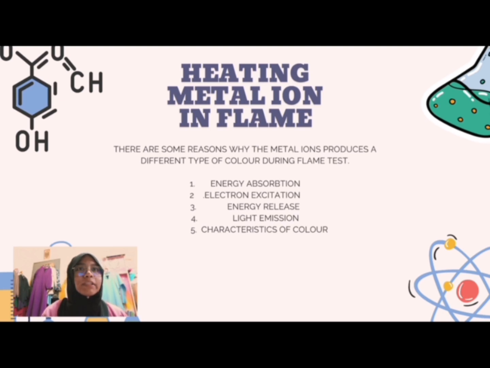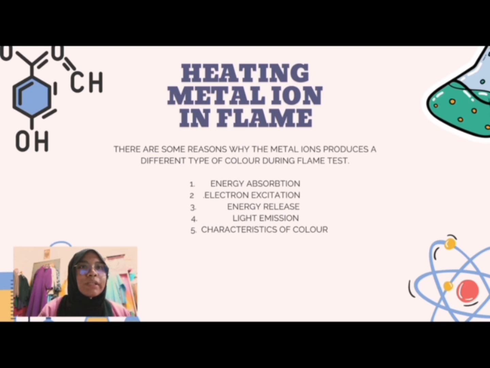Next we move on to the next subtopic, which is heating metal ion in flames. There are some reasons why metal ions produce different colors during the flame test. The first one is energy absorption. It occurs when the electron absorbs higher thermal energy. And the second one is electron excitation, which is when the electron jumps from its stable state.